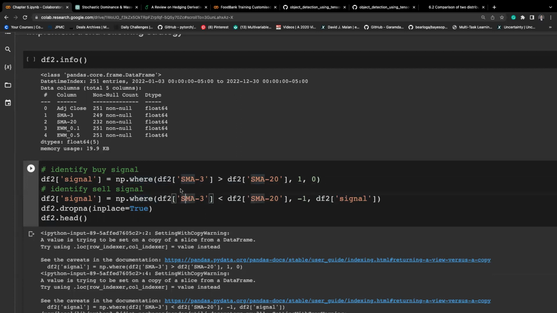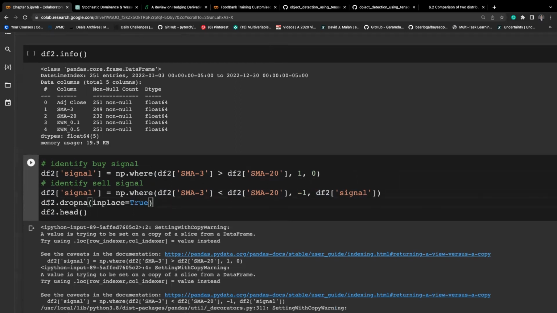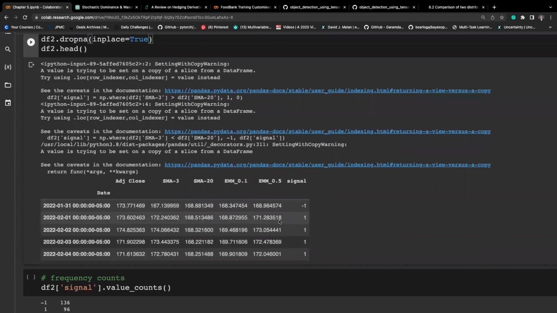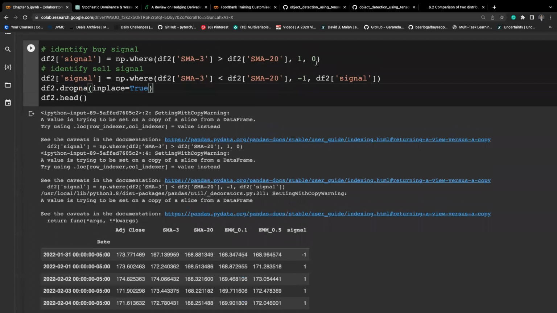And correspondingly, we need to identify the sell signals. So this is the opposite relationship. If the short term is lower than the longer term, then we put a value of -1. Otherwise, maintain as it is. We also remove the possible null values in the data frame, and then we plot out the data. So this is the first few rows of the data frame, right? So it identifies the signal column, which takes the values of 0, 1, or -1. And of course, if they are equal to each other, in that case, it's 0, right?